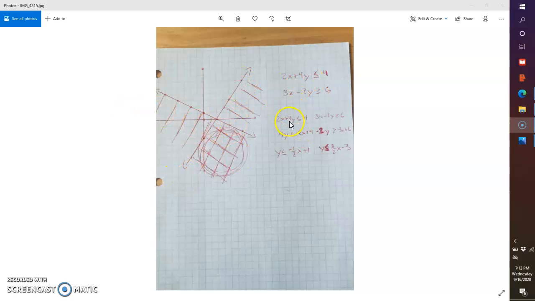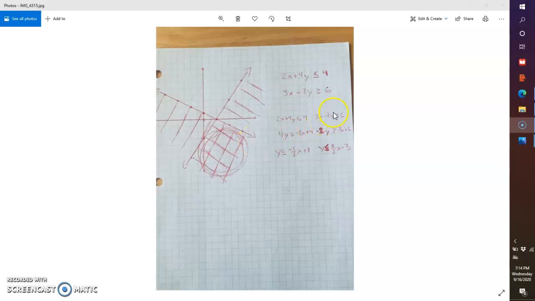So all I'm going to do is take each inequality separately and solve for y. So we subtract 2x, we divide everything by 4, and y is less than or equal to negative 1/2 x plus 1. My y-intercept is 1, my slope is negative 1/2, so up 1, left 2, down 1, right 2, and I draw my line. We'll get to the shading later.